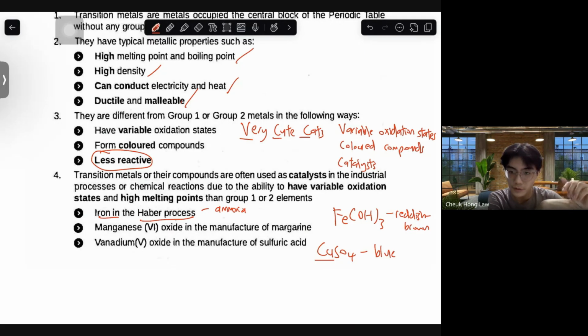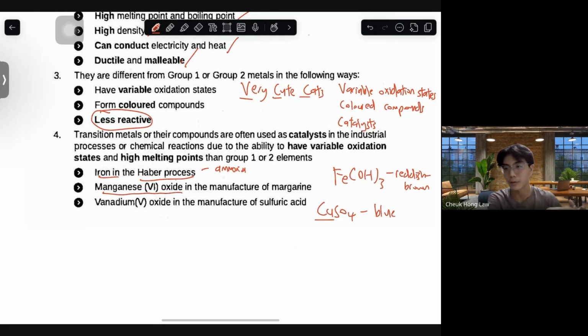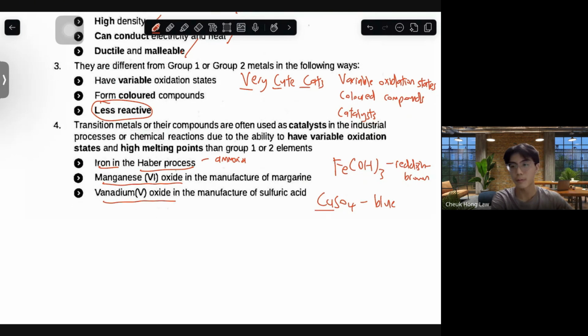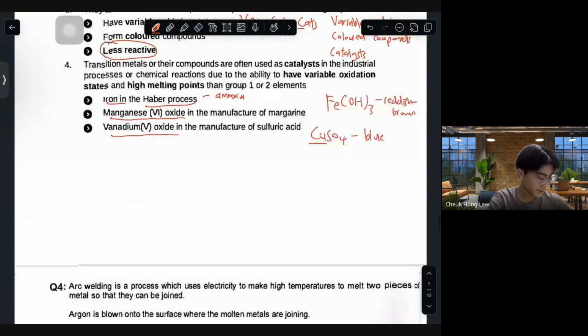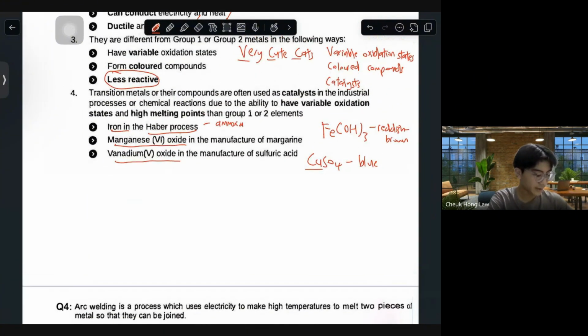Can a compound of a transition metal act as a catalyst? Yeah, can. So one of the examples here is manganese(IV) oxide, right? That is a compound with a transition metal, and it's also a catalyst. Then here we got vanadium(V) oxide. So compounds of transition metals also act as catalysts. Okay. So your transition metals are often used as catalysts.